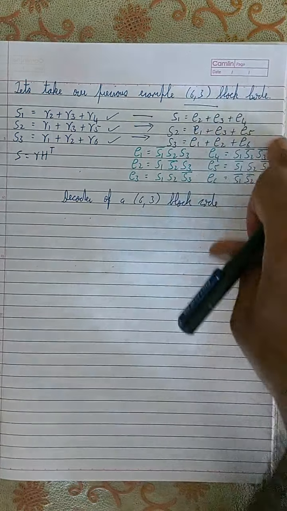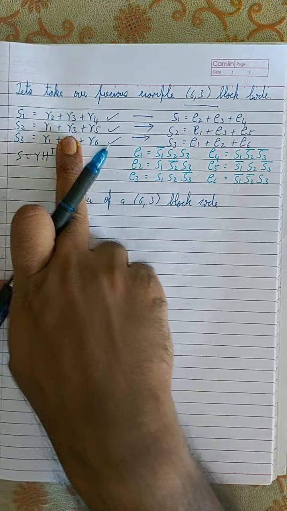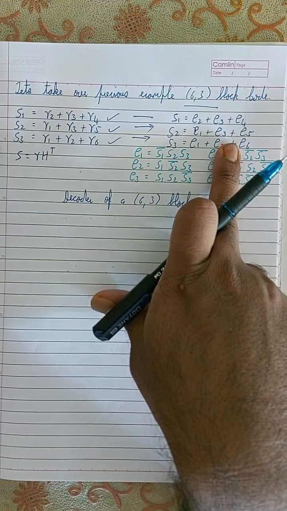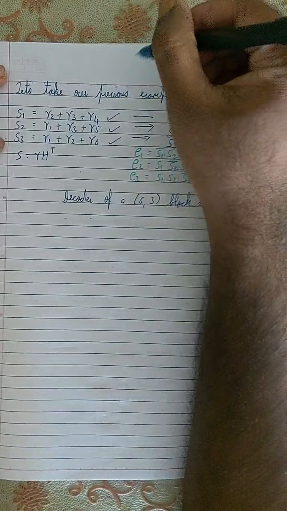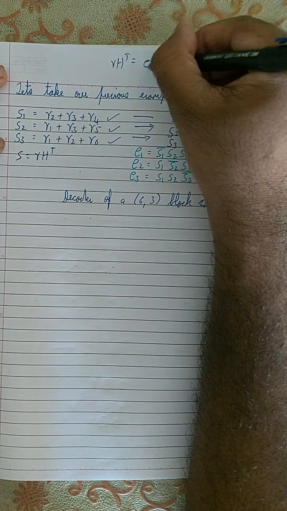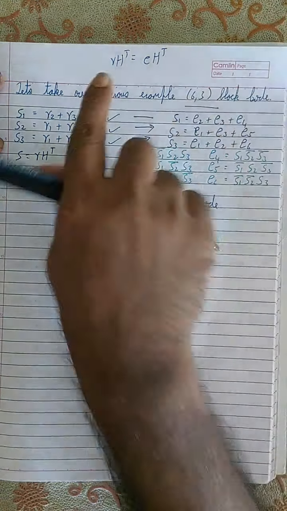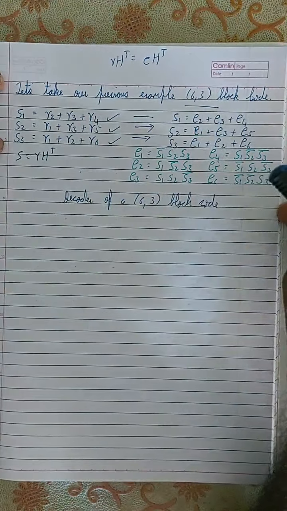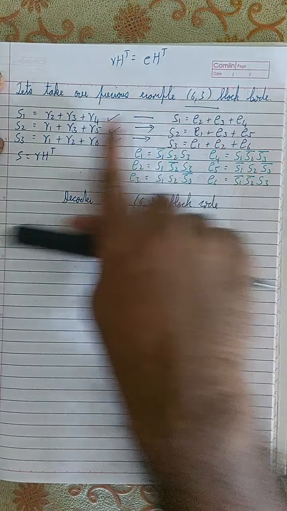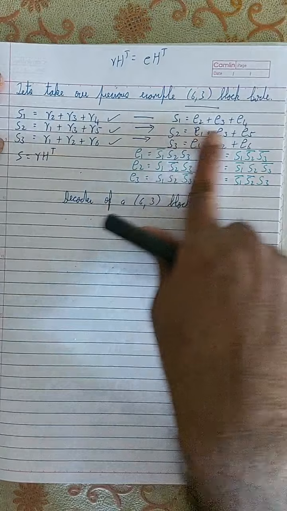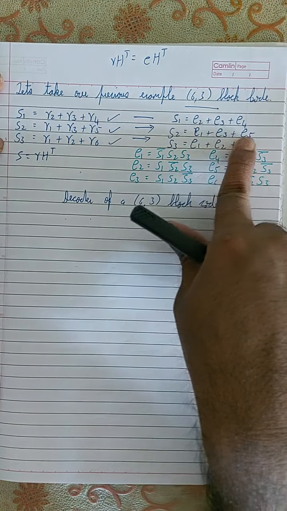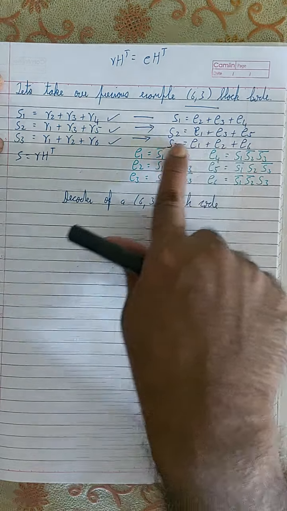From here you find this, and that is also very easy, because writing one pattern is the same as writing the other. This is in terms of the received code word, and this is in terms of the error pattern, because I have already proved that RH transpose is also equal to EH transpose. Even though they are equal, the meaning is completely different. We have discussed it. So here you have S1 = E2 + E3 + E4, S2 = E1 + E3 + E5, S3 = E1 + E2 + E6.